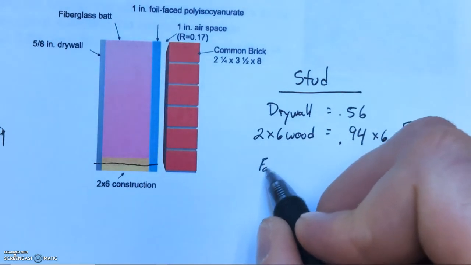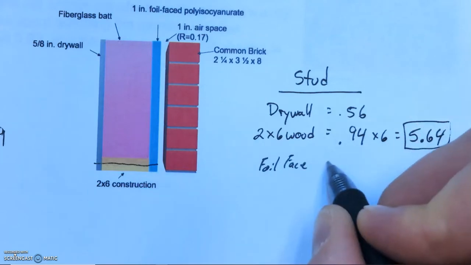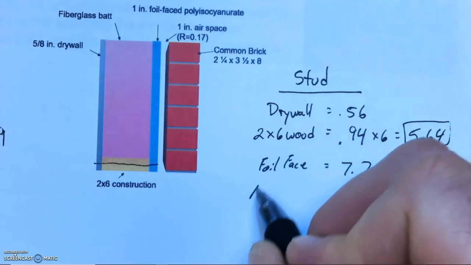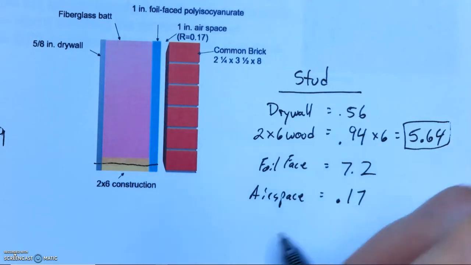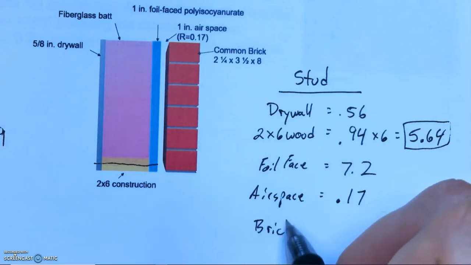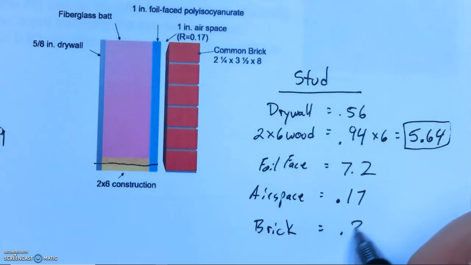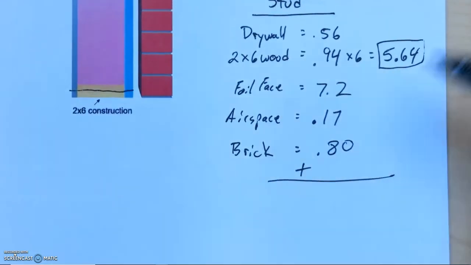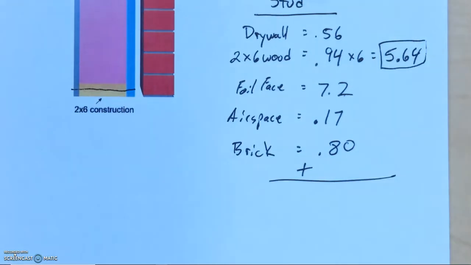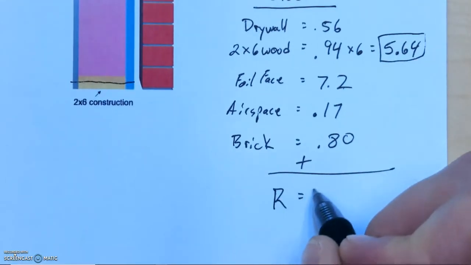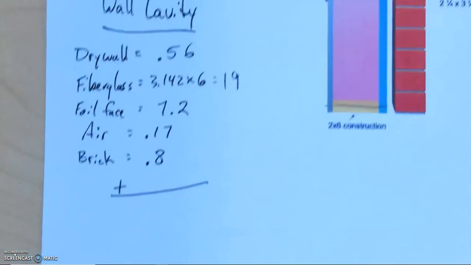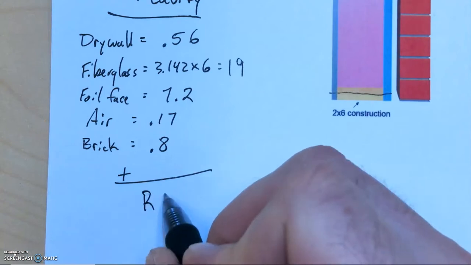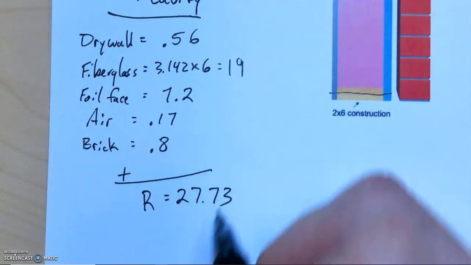And then we have the foil face again. That's going to be 7.2. We have our airspace. That's going to be that. And then we got our brick again. So a lot of these numbers are going to be exactly the same, 0.80. Once again, R values, you just add all of them together. So add those together to get your final answer. And you will get an R value of 14.37. And then for the wall cavity itself, you're going to get an R value of 27.73.